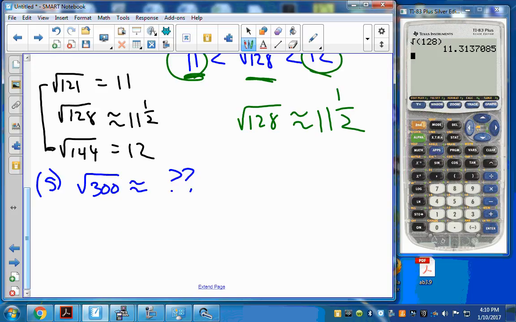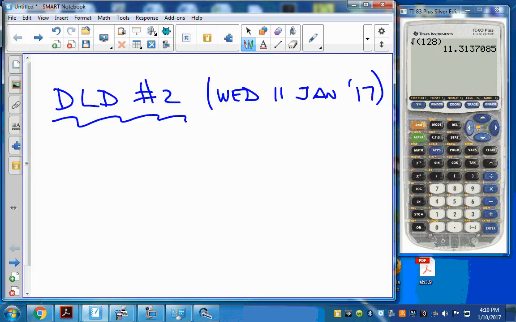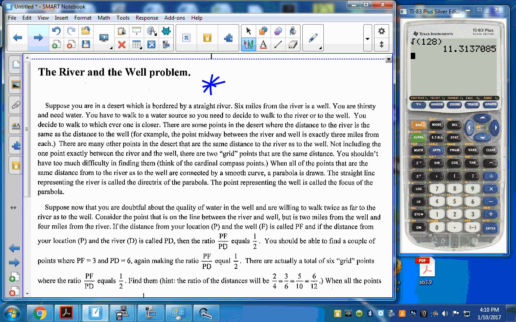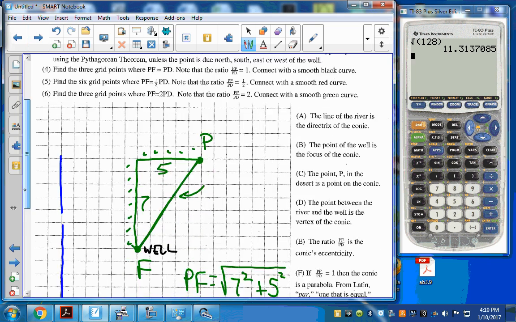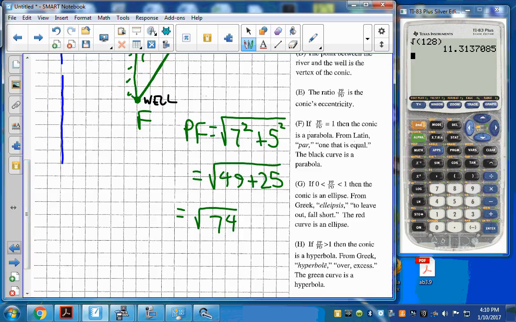Okay, now let's go back to the river and well problem. We're looking at this idea, and now we have to estimate the square root of 74. All I want to do is guesstimate how much it is. Go to your times tables, look at that main diagonal, and you'll note the square root of 64 is exactly 8, and the square root of 81 is exactly 9. So the square root of 74, which was our problem here, is about 8.5.